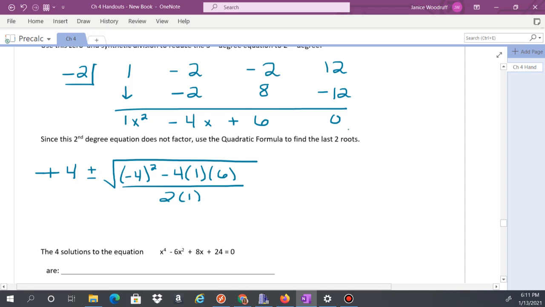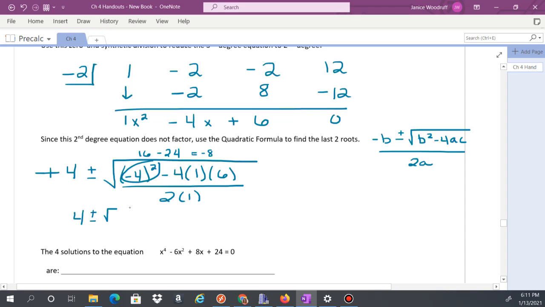Okay, and then let's work that out. So I like to go inside here, get this. So that's a +16 minus 4 times 1 times 6, 24. So that gives me a -8. So I've got 4 plus or minus the square root of -8 over 2. Then I have to simplify that.